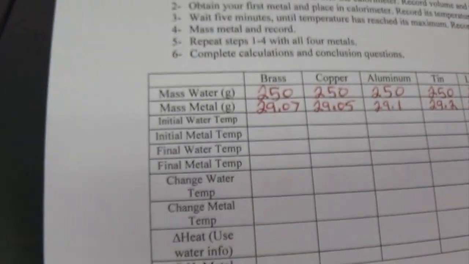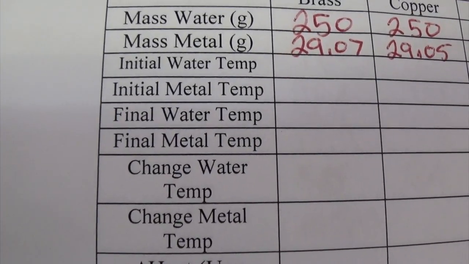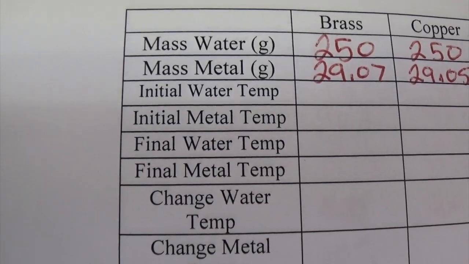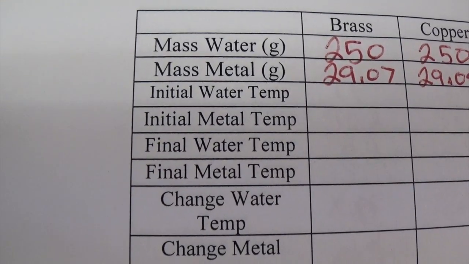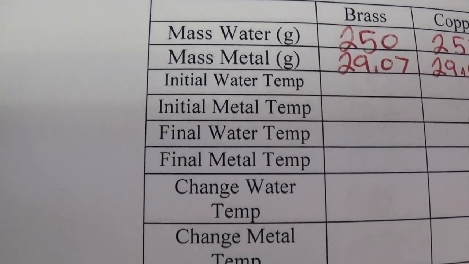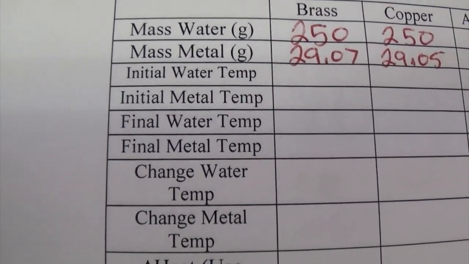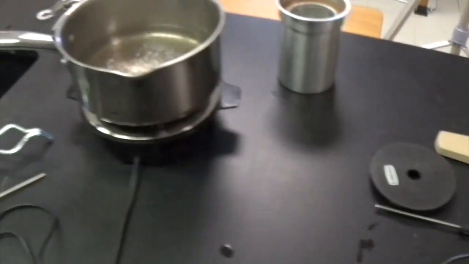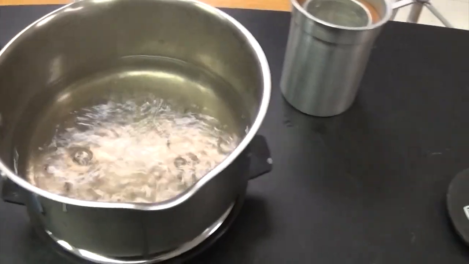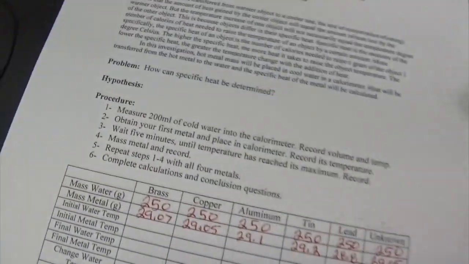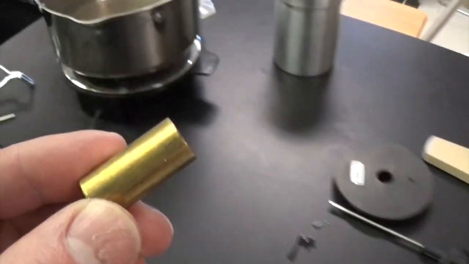So for the next part of the experiment, we're going to be recording quite a few things. We're going to get the initial water and metal temperatures, and also the final water and metal temperatures. And the way that we're going to do that is inside of this boiling pot of water, we're going to add our first sample. So I'm going to go over here and grab the brass. This is our brass sample that we had.